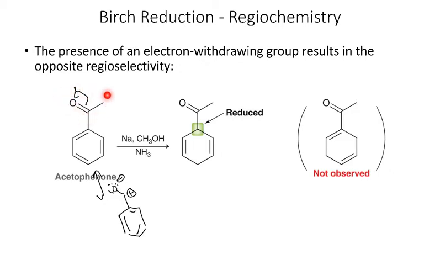Just recognize that the carbonyl is an electron withdrawing group that stabilizes the negative anion that we form as an intermediate, and so a carbon with an electron withdrawing group is now more likely to be reduced. And so we're not going to see the case where the carbon with the electron withdrawing group is not reduced. So an alkyl group is going to maintain the double bond. An electron withdrawing group is going to end up losing the double bond.